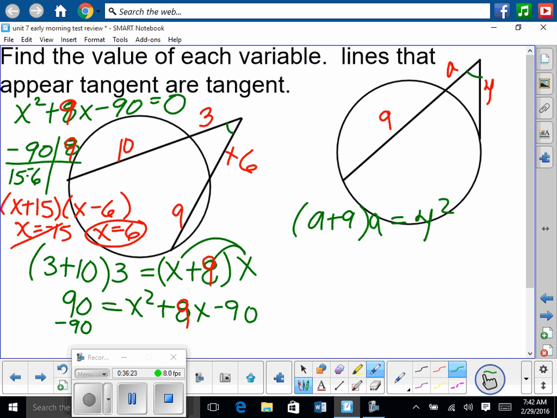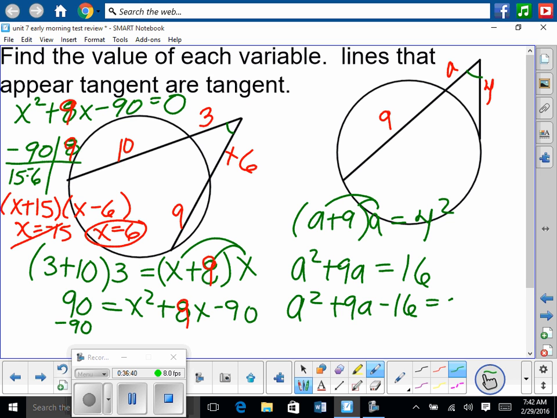Then we distribute that in. We'll have a squared plus 9a is equal to 16. It's quadratic, so we have to make sure it's set equal to 0. We'll subtract 16 from both sides, so we have a squared plus 9a minus 16 is equal to 0. Okay, so with this one, it doesn't solve by factoring, does it? So let's solve it using the quadratic formula real quick.